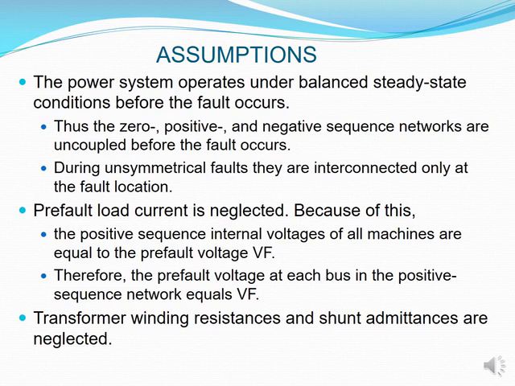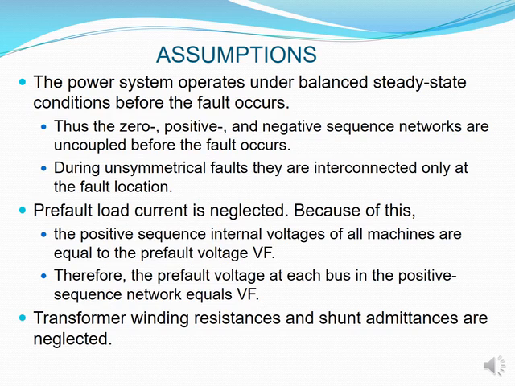So there are assumptions that we are going to make. And the first one is that your power system operates under balanced steady state conditions before a fault occurs. So you actually do have a system that is in operation. And so before that occurs, you know that our symmetrical components are uncoupled, they do not exist. So during your fault, that's where they get interconnected, only at that fault location that you have. We assume that we have a pre-fault load current, which we neglect, and that our pre-fault voltage is usually called VF.